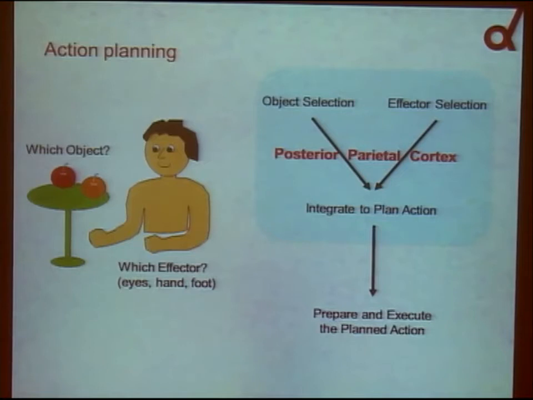And what we know from the literature is that the posterior parietal cortex plays an important role in that process. And then further up you have the further preparation, execution of the action. And the question now is, how does the posterior parietal cortex do this? And what's the underlying coding frame?